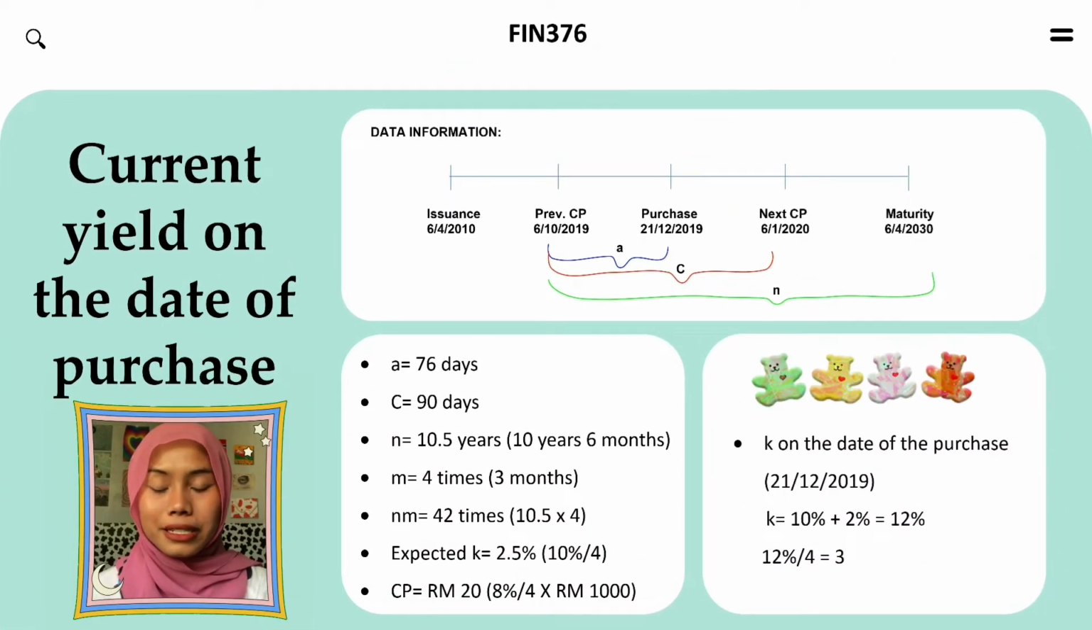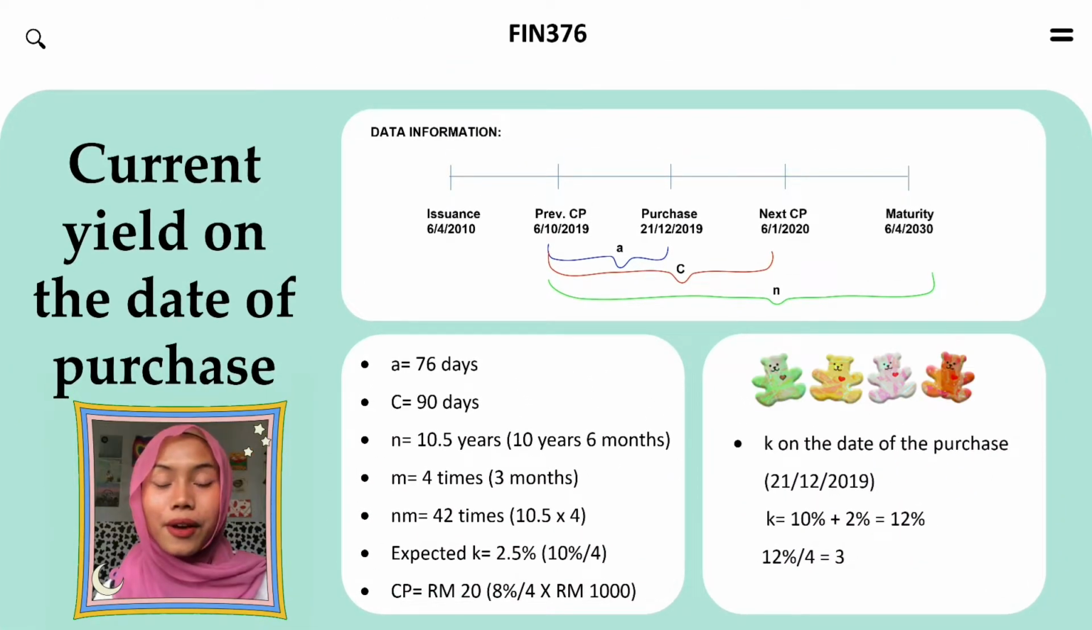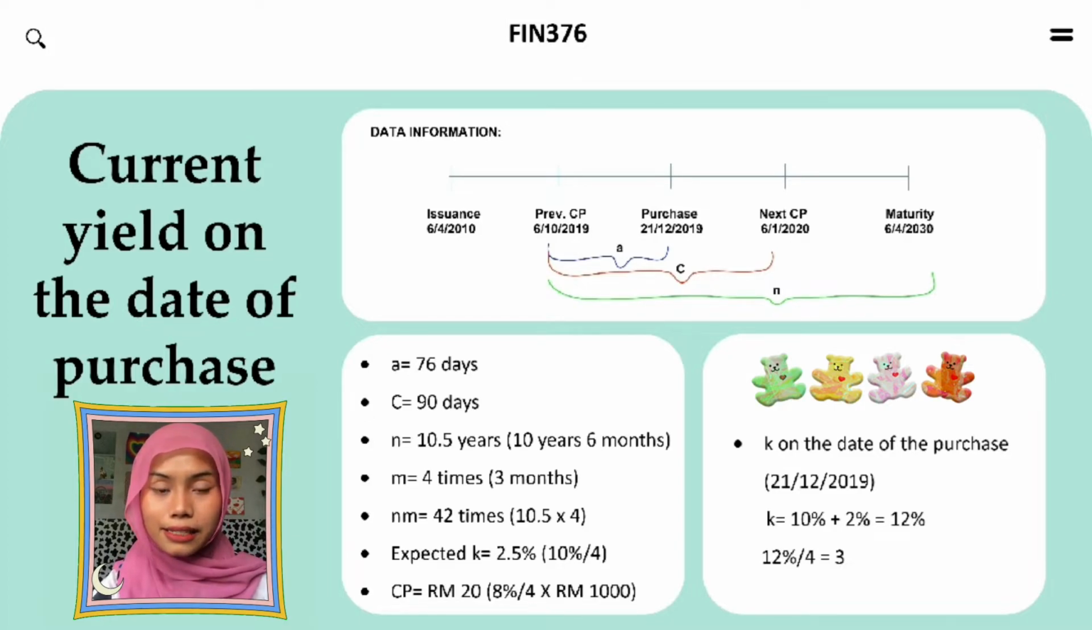The data information is as below. First of all, we need to calculate the number of days for A, C, and also N. A is a period between the previous CP until the purchasing date. And from the diagram that I have made, it is 76 days from the previous CP until the purchasing date.